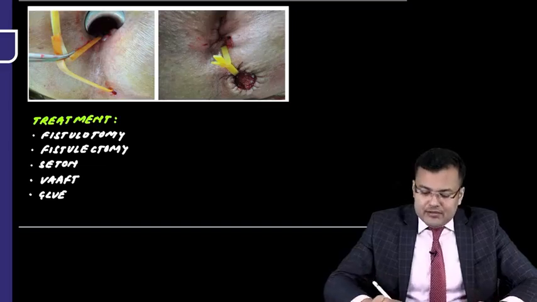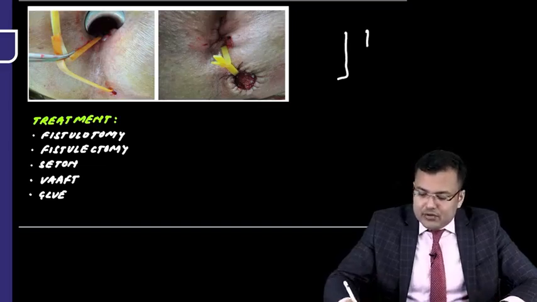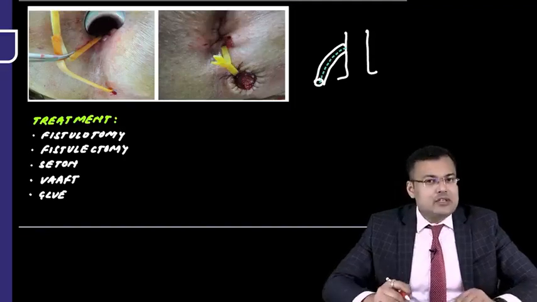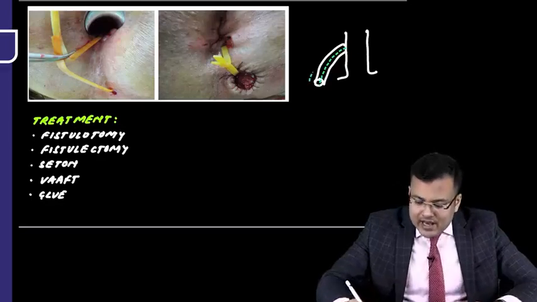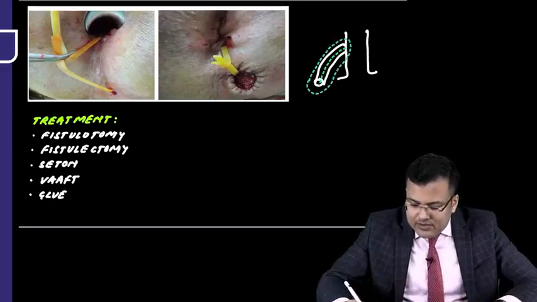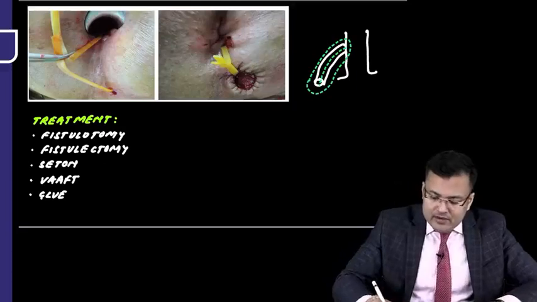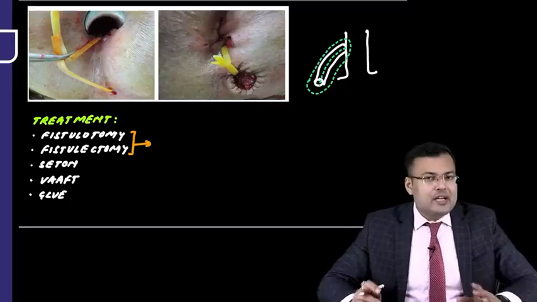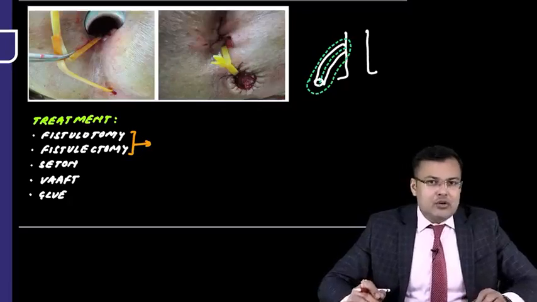What are the treatment options we have? You can see here, this is a fistula. Whenever we give an incision over this fistula tract, that is known as fistulotomy. And if you excise the fistula tract, that is known as fistulectomy. What is the problem with fistulotomy and fistulectomy? It is going to create a wound. That's why patient compliance is not good.